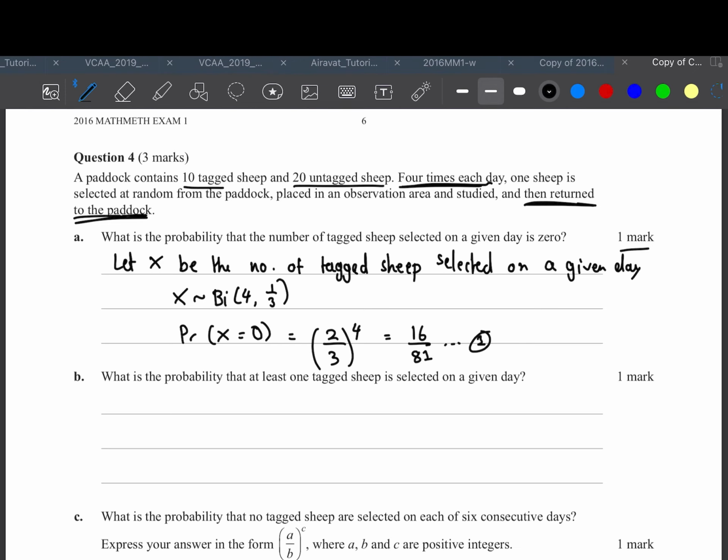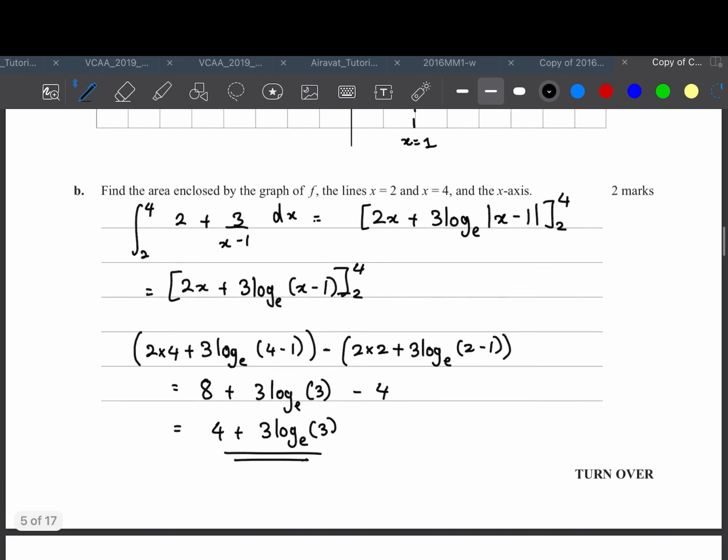Oh yeah, I forgot to do the marking scheme for the previous question. So 1 mark for correctly integrating and 1 mark for the correct answer. That's what I think it should be, but yeah, alright.